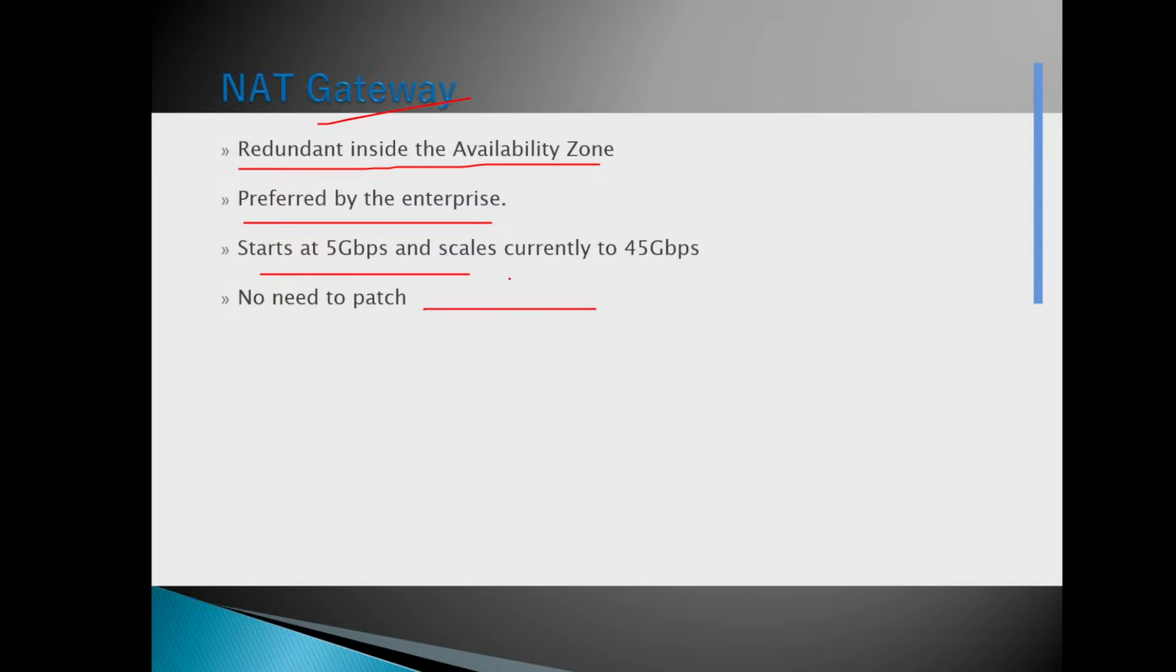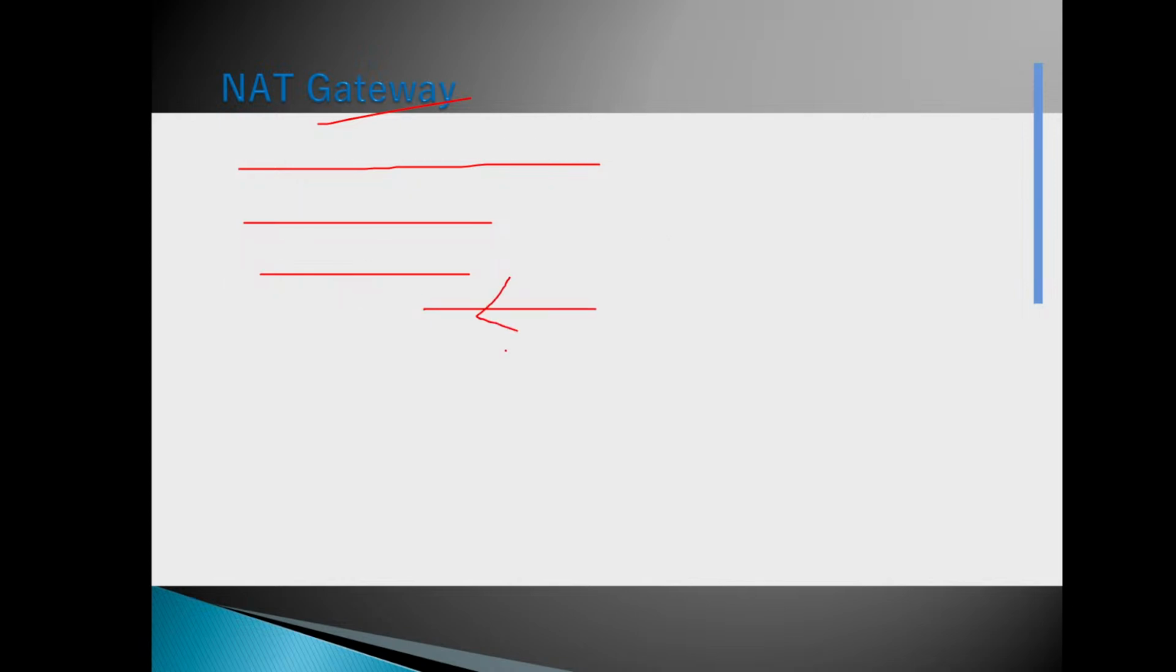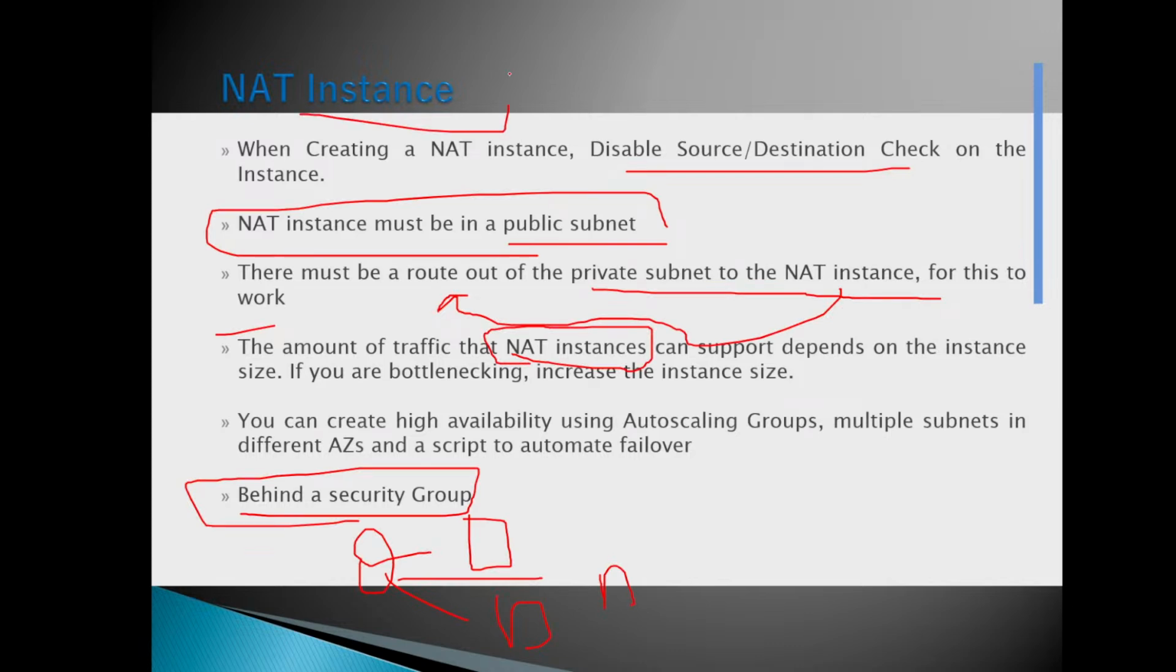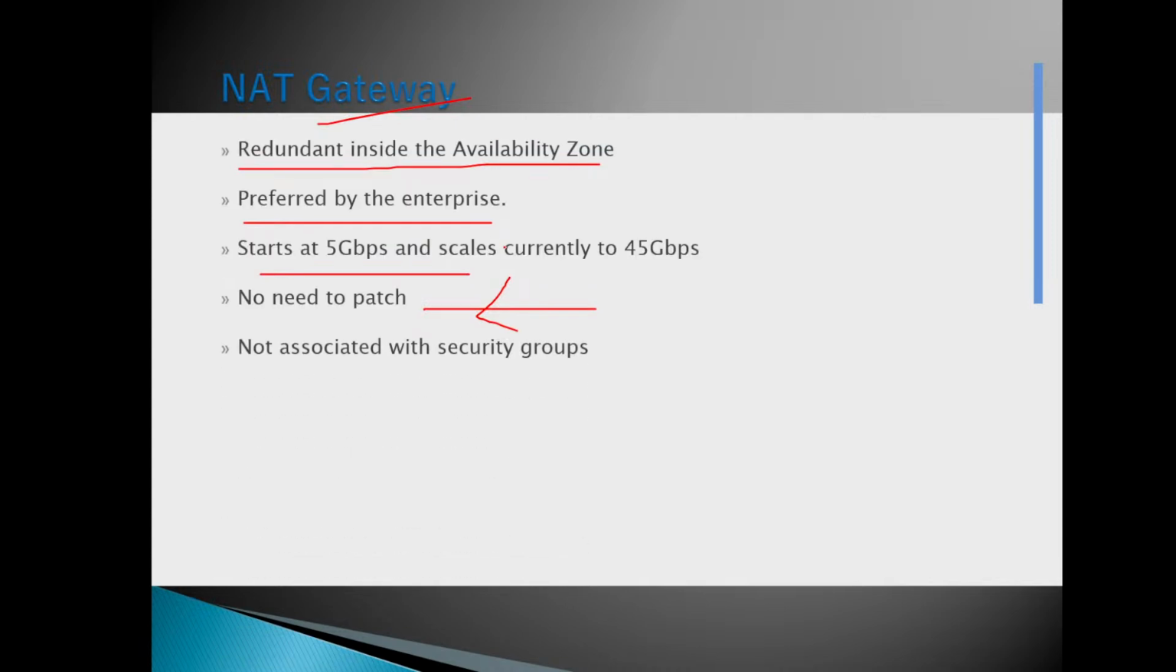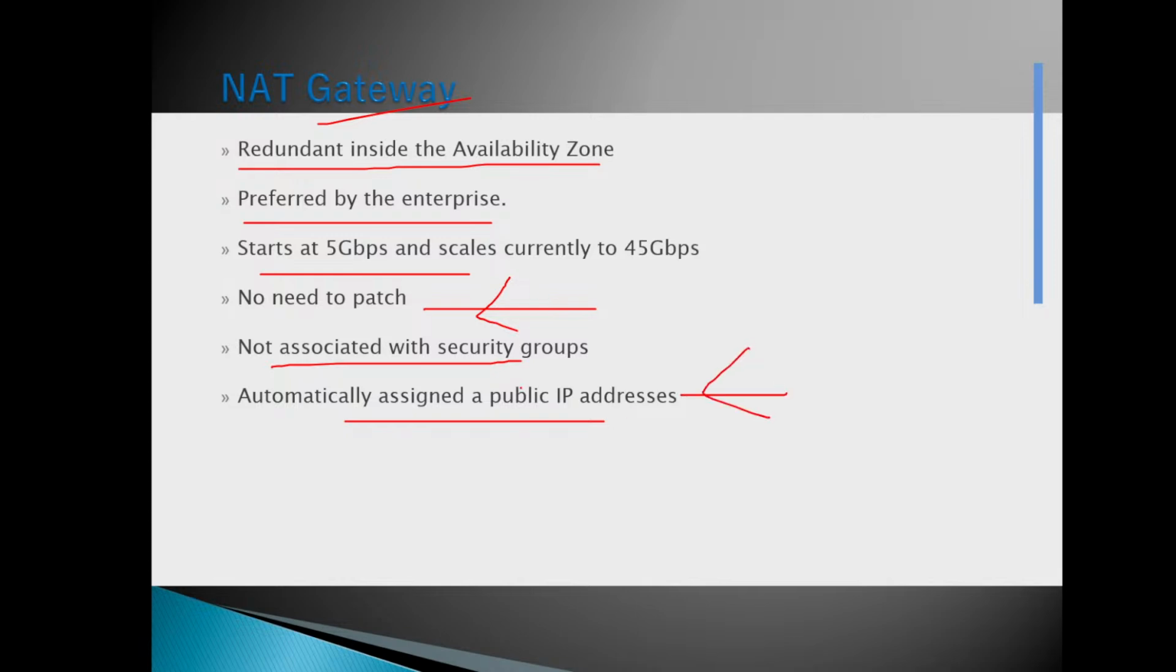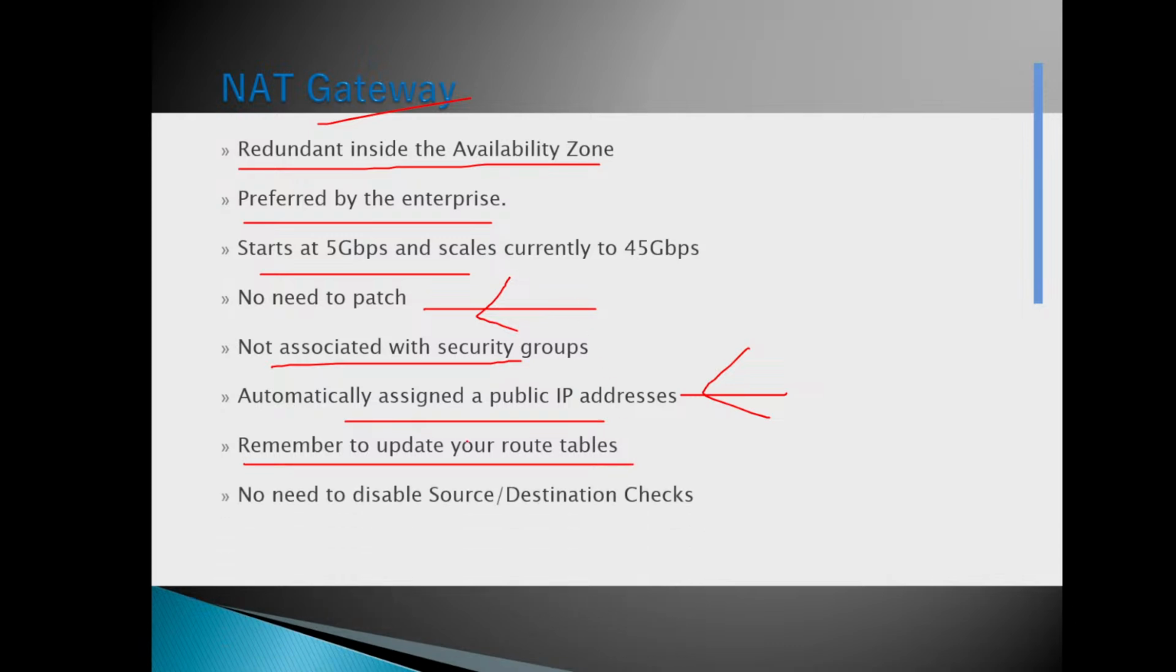No patching required. So in a NAT instance, what is the drawback? You have to maintain these servers, maintain this EC2 machine. You have to upgrade. You have to enable the patches. But in a NAT gateway, everything is managed by Amazon. You just have to attach it, just like an internet gateway. No association of a security group. No public IP required. It automatically assigns the public IP. Remember to update the route tables. You don't have to make it a proxy server. You just have to attach.